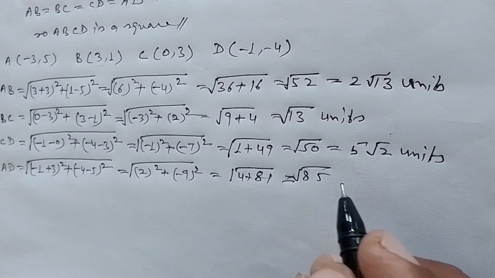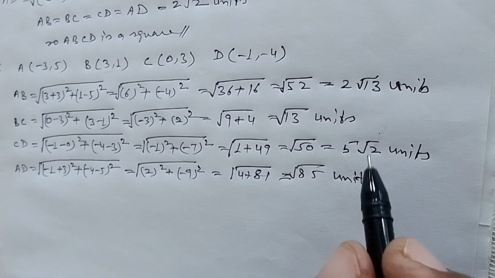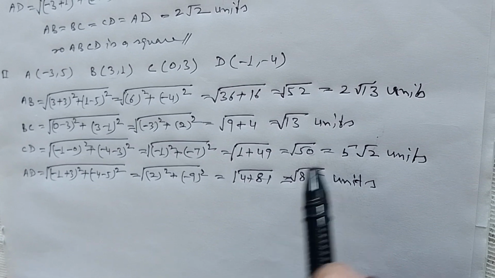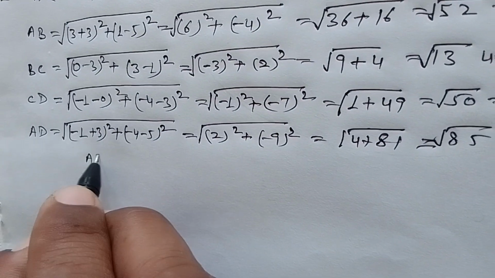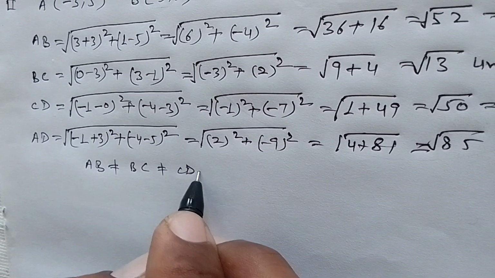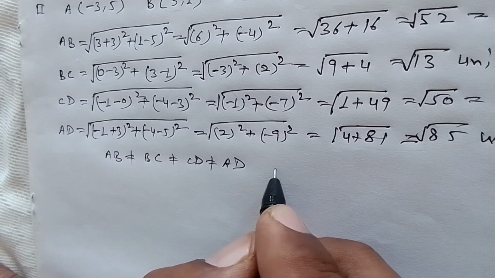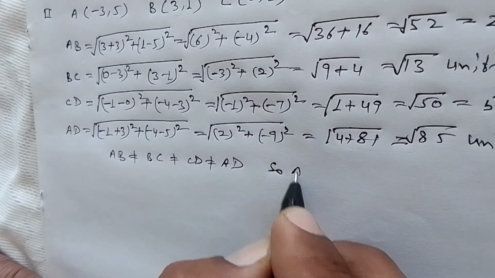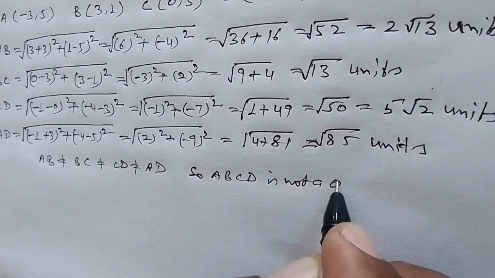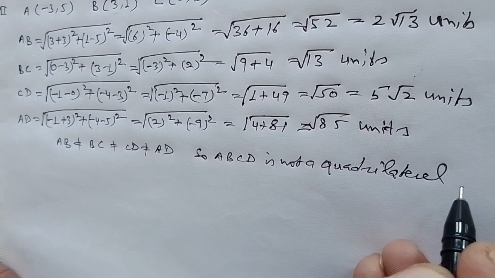So from these distances we know that every distance we have calculated is different. So AB is not equal to BC, BC is not equal to CD, CD is not equal to AD. So ABCD is not a quadrilateral.